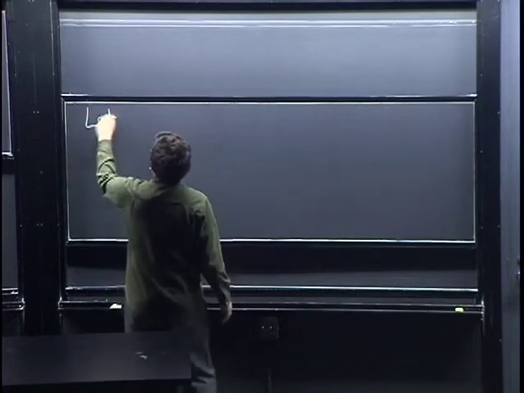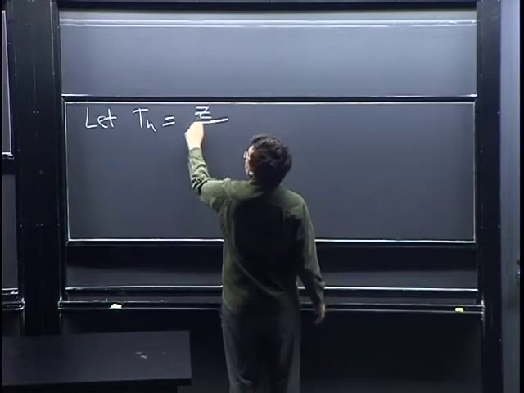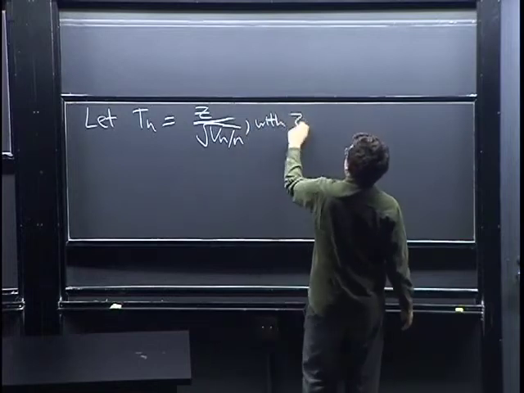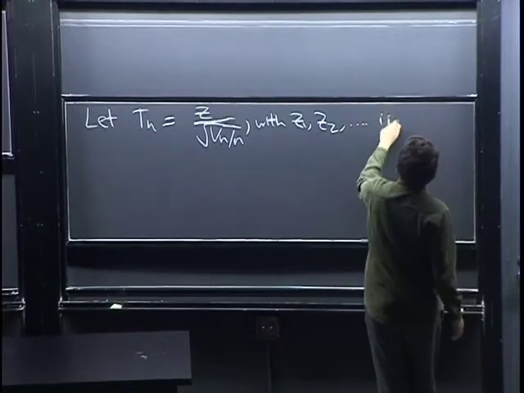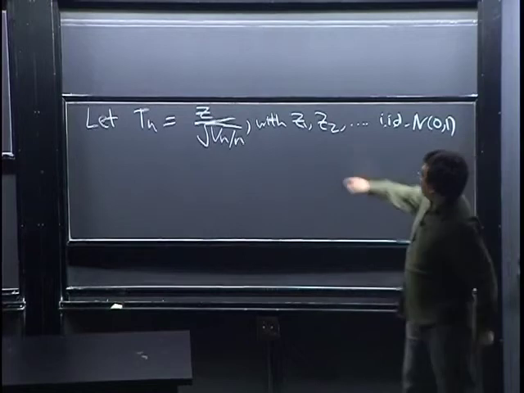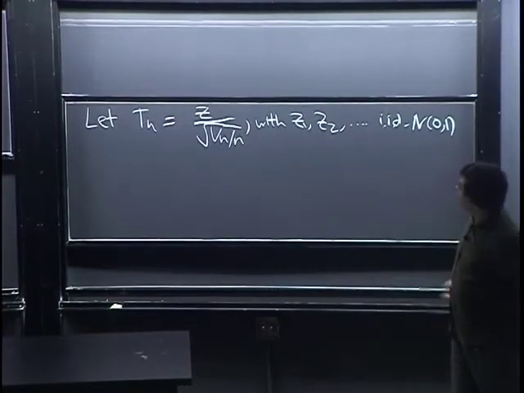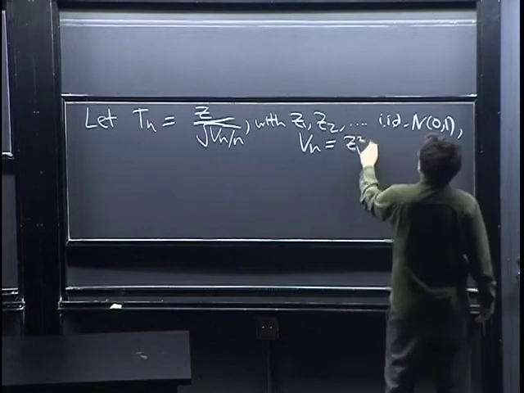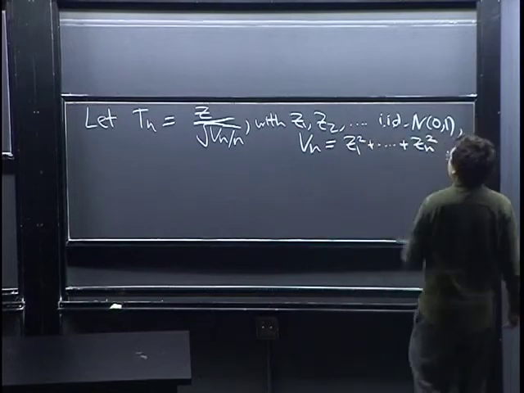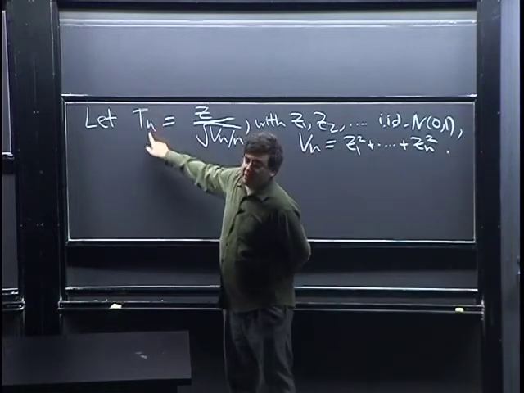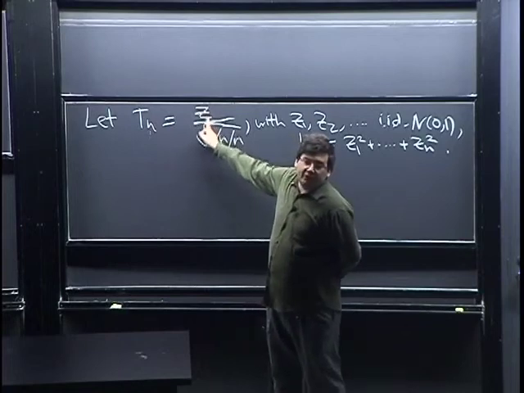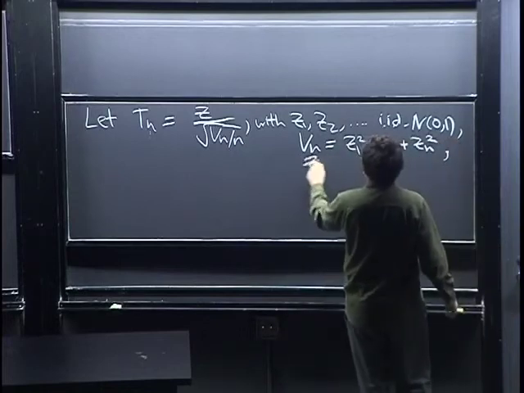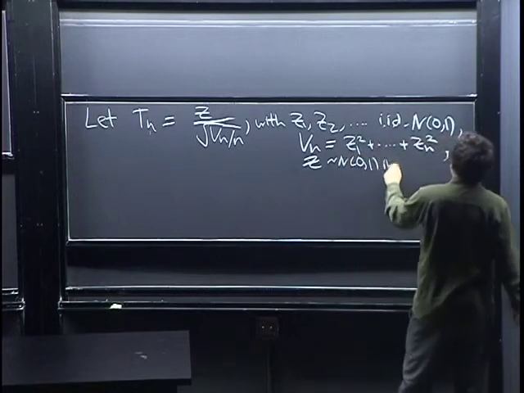So let's let Tn equal Z over the square root of Vn over n, where let's say we have an infinite sequence of IID standard normals. Okay, so we have all these IID standard normals, and what do we do with them? Well, that's supposed to be a chi-squared of n, so Vn is the sum of squares of normals. Okay, so I'm just generating a t distribution with n degrees of freedom. May as well just use the same Z for all of them, right? Those are independent and so Z is also standard normal, and it's independent of the Zj's.